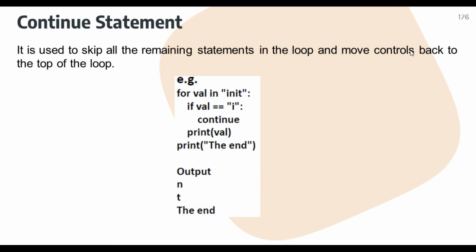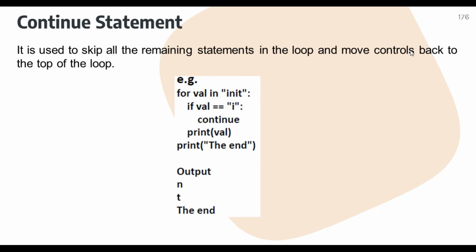Now we are talking about the continue statement, students. It is used to skip all the remaining statements in the loop, or to move the control back to the top of the loop. If a loop is running, and we are not going to execute the statements written after the continue statement, and we directly iterate and update the loop variable without doing any action, that is when we use the continue statement.